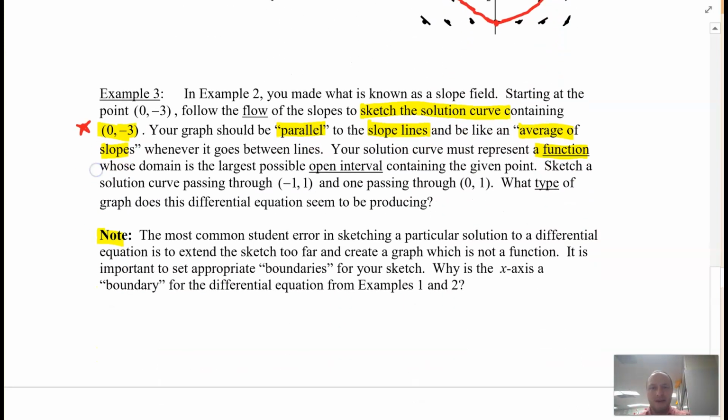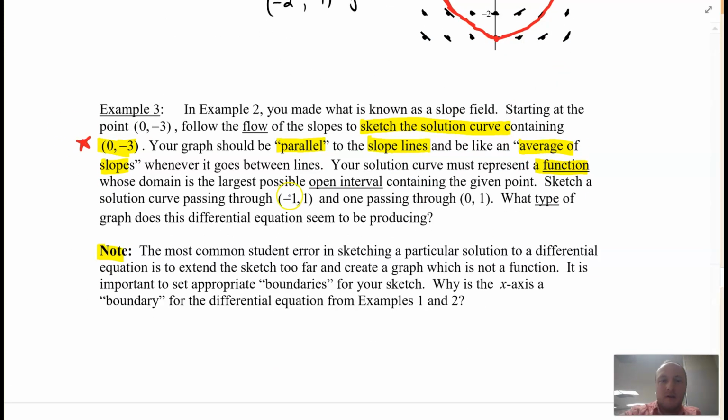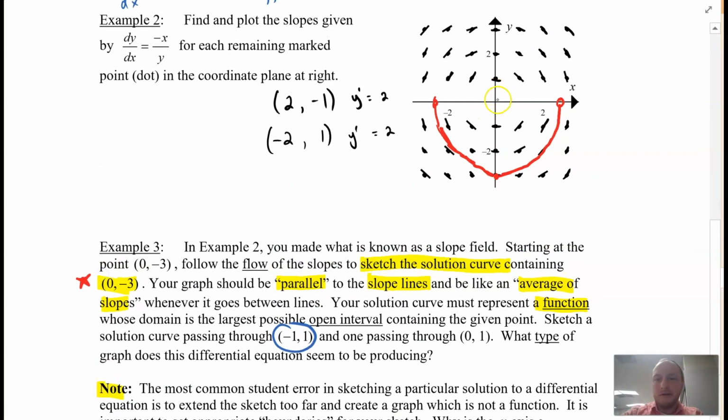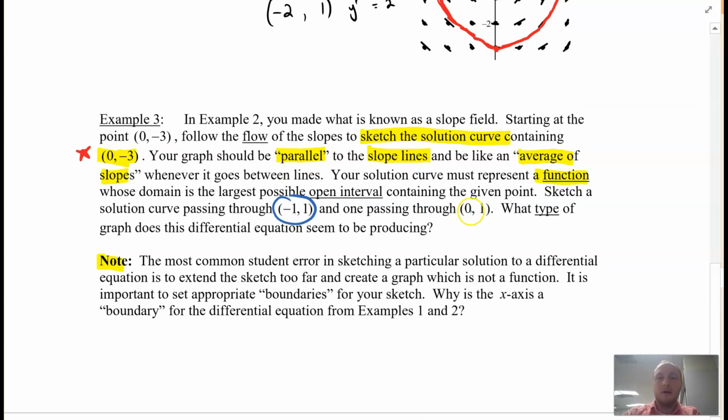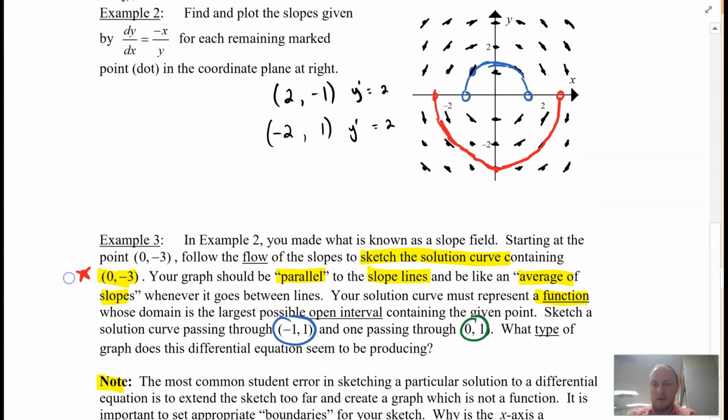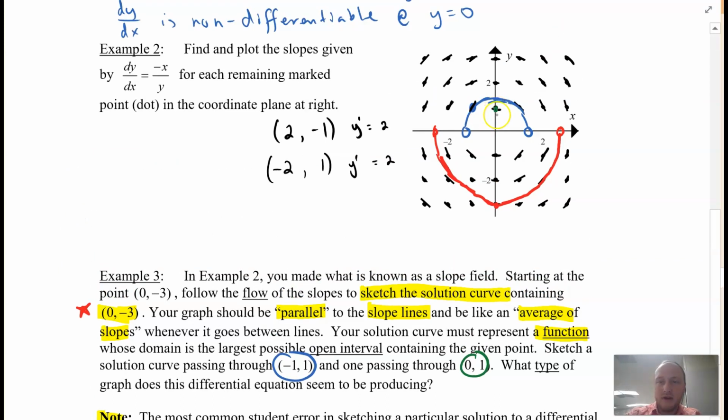So that is a slope field. And then they want us to do it again for the point (-1, 1), so negative 1, up 1. That's this point here, so I can sketch a curve that would look something like this. And then one more, (0, 1), that's right here. So that would look something like this. Okay, and that is a slope field. All right, pretty simple, right?